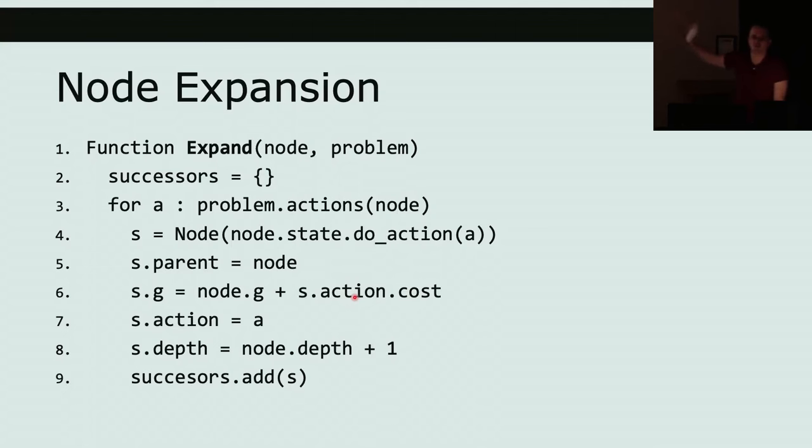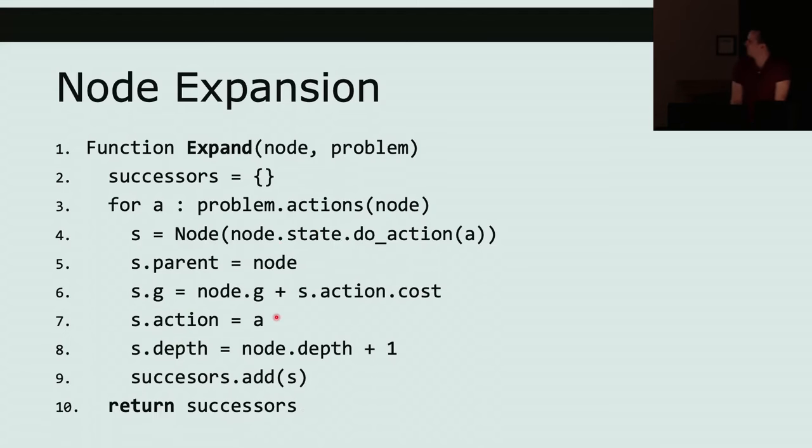This is just pseudocode. It's not meant to compile or run. But basically, we take every action that's legal at the state represented by this node, do the actions to get the next state, generate a node based on that state, set the g-cost, set the action, set all the bookkeeping stuff, and then return that.